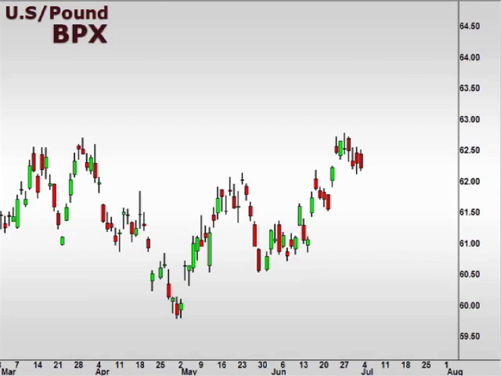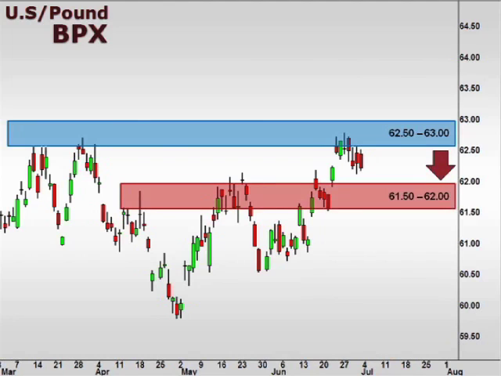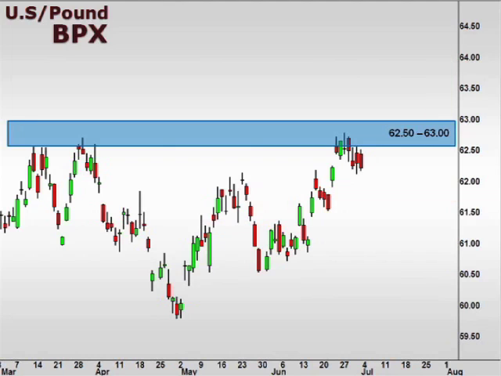Next up, the BPX, the U.S. versus the British pound. Well, the BPX appears to be forming a bull flag as it consolidates just below the 62.5, 63 focal zone. We could see a retracement down to test 62. However, a break above 63 should signal a continuation higher.